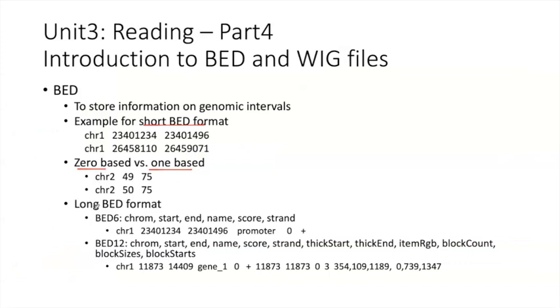$49.75. 49 to 75, it's an interval, a 25 base pair long interval, not the SNP. SNP should be the... oh, I want to denote this interval. If you show the take a -1 here, you have to say that this is zero based.